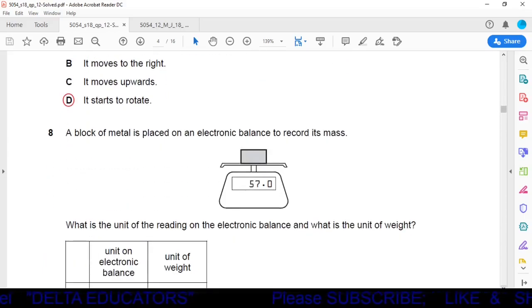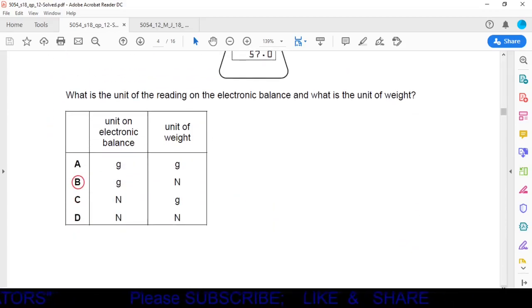Question number 8. A block of metal is placed on an electronic balance to record its mass. What is the unit of the reading on the electronic balance and what is the unit of weight? Okay, here we are calculating mass, and unit of mass is gram. So unit on electronic balance should be gram, and unit of weight is Newton. Now we read our options. It is given in option B. Unit on electronic balance is gram and unit of weight is Newton. So our correct option is option B.